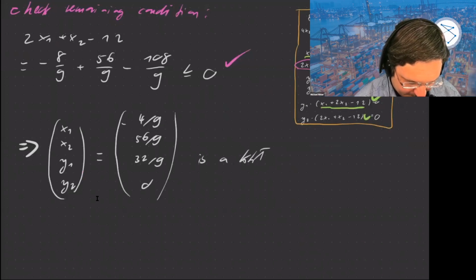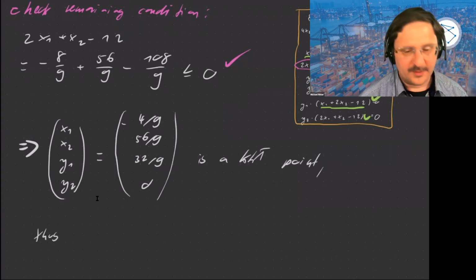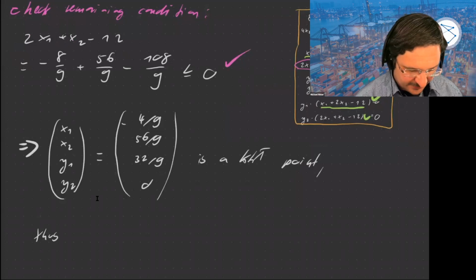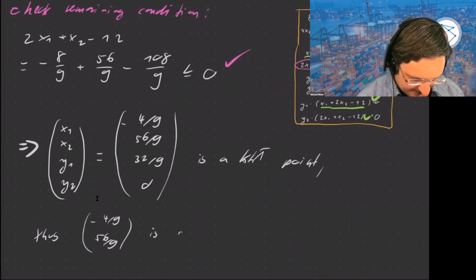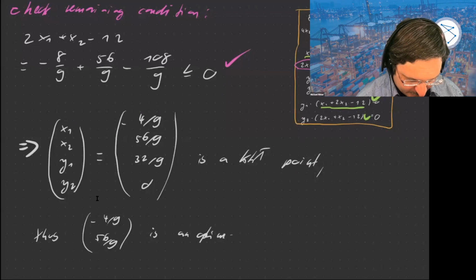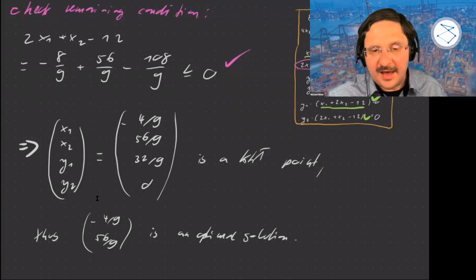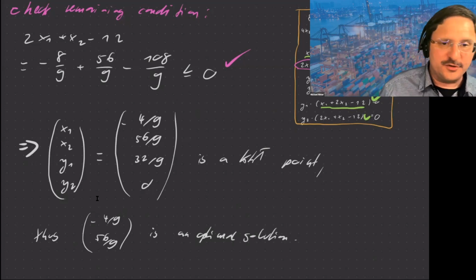And thus, again, due to convexity, as we stated before, the point minus 4/9 and 56/9 is an optimal solution. So we have actually found the desired optimal solution this way.